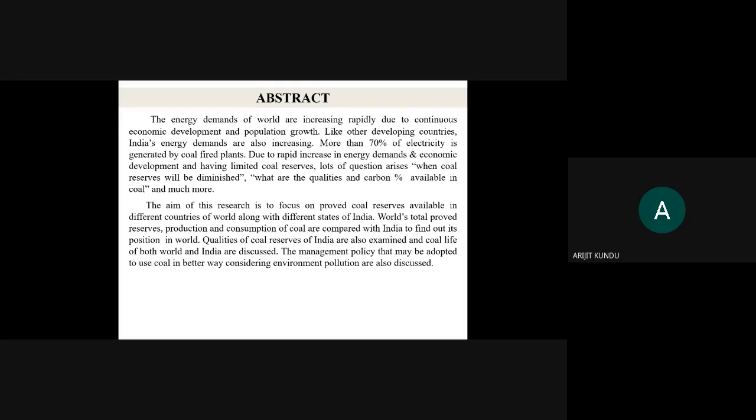So this is the abstract. The aim of this research is to focus on proved coal reserves available in different countries of the world along with different states of India. World's total proved reserves, production and consumption of coal are compared with India to find out its position in the world. Qualities of coal reserves of India are also examined and coal life of both world and India are discussed. The management policy that may be adopted to use coal in a better way considering environmental pollution is also discussed.